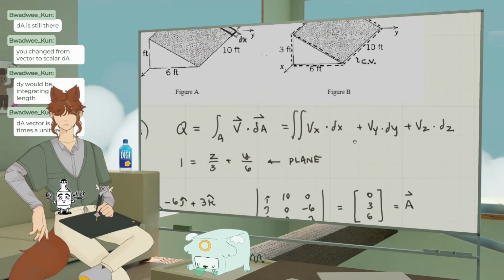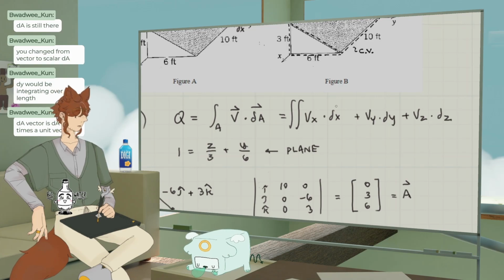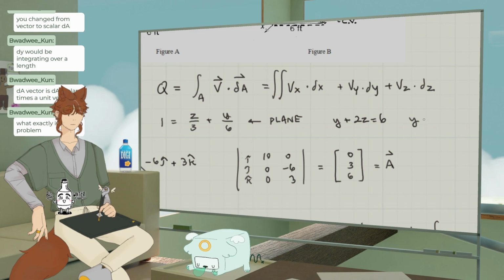Okay, so I need to solve for, I guess, either y in terms of z or z in terms of y. Let me do y in terms of z, because that'll be like 6, so y plus 2z equals 6, so y equals 6 minus 2z.